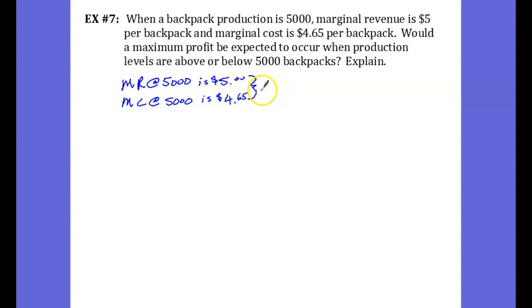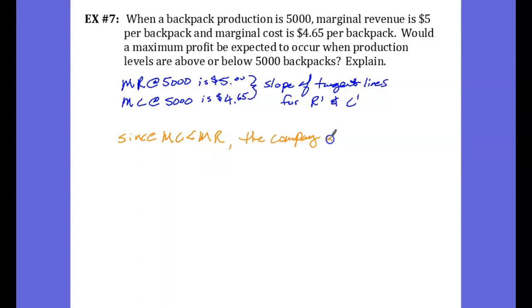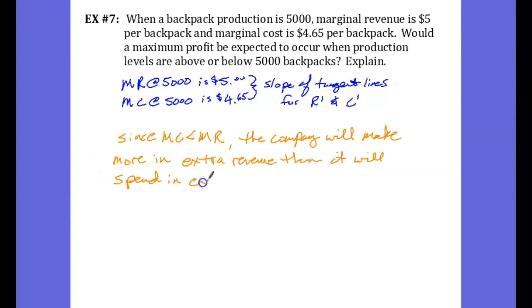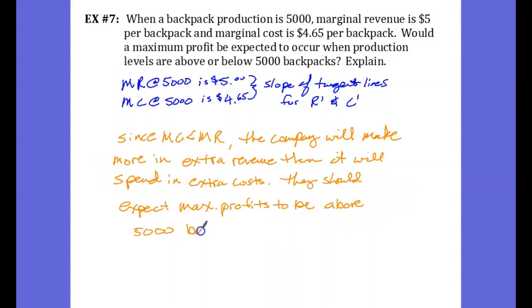And so that means that what we have here are the slopes of the tangent lines for R prime and C prime. Since the marginal cost is less than the marginal revenue, the company will make more in extra revenue than it will spend in extra costs. So they should expect maximum profits to be above 5,000 backpacks.